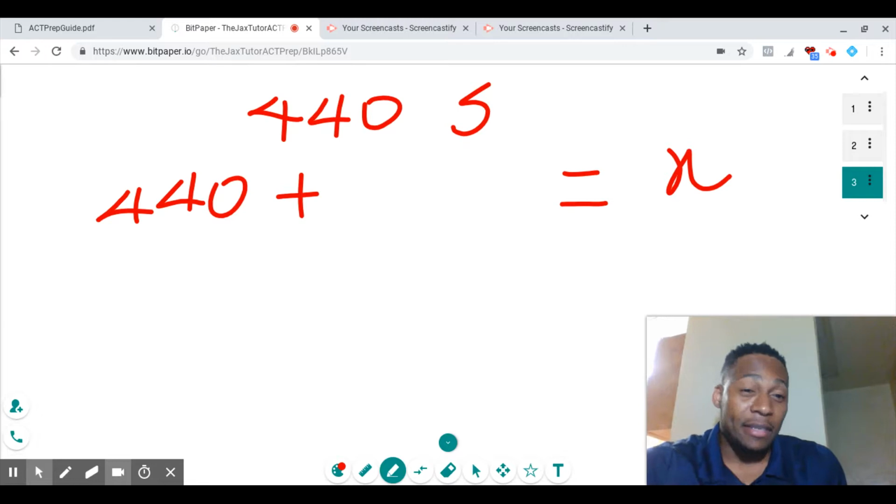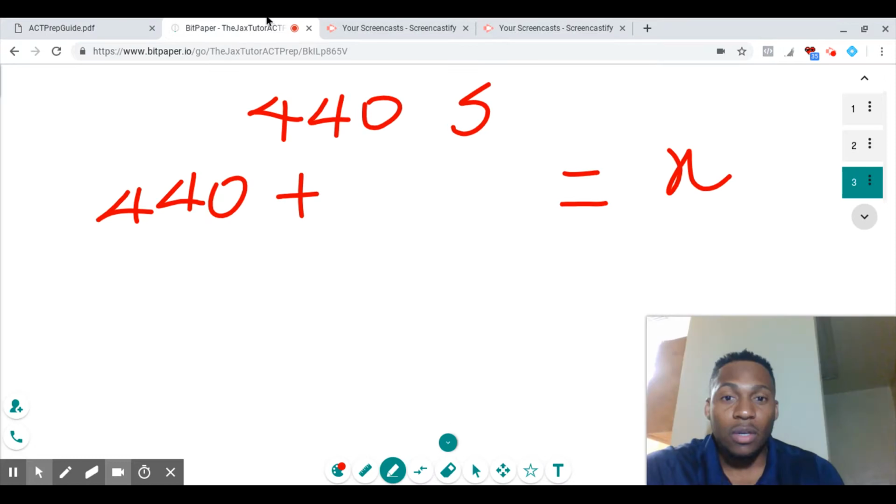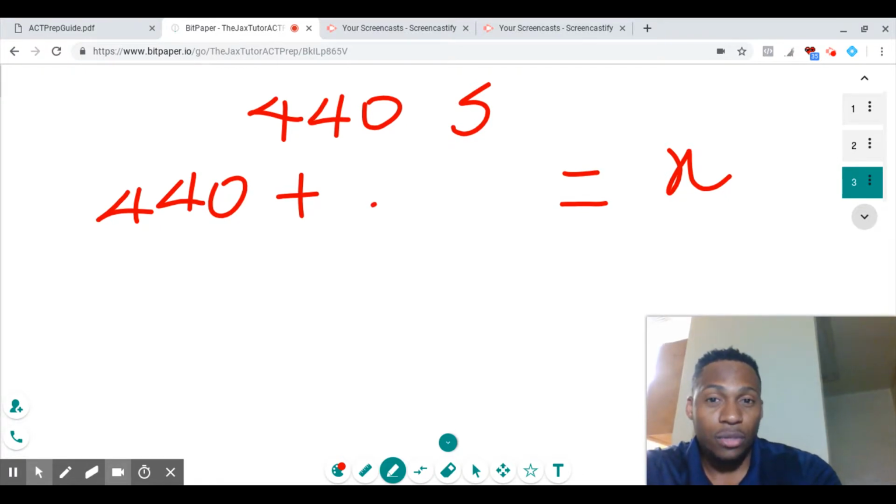It says that time is 20% less than the original time. So what it says here is that it takes the athlete 7 minutes and 20 seconds to complete a segment of the workout. This is 20% less time than it took her to complete the same segment 1 month ago. So 20% is 0.2 times the original time, which is X.